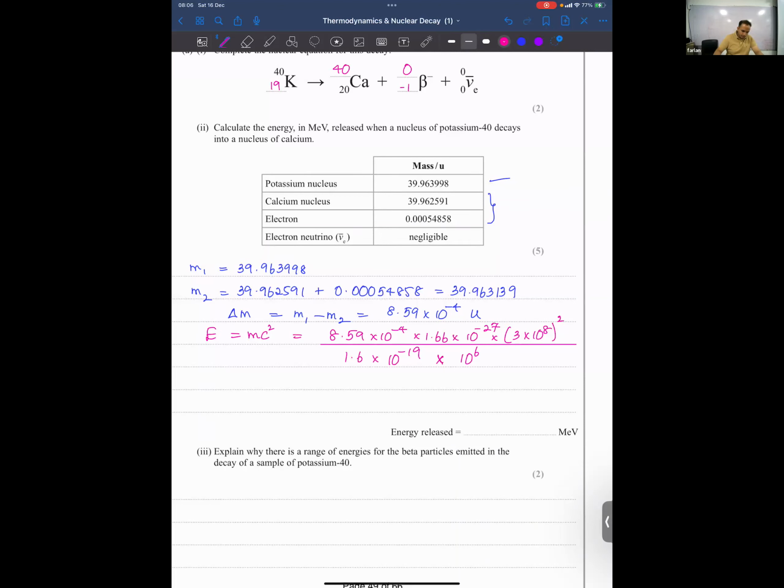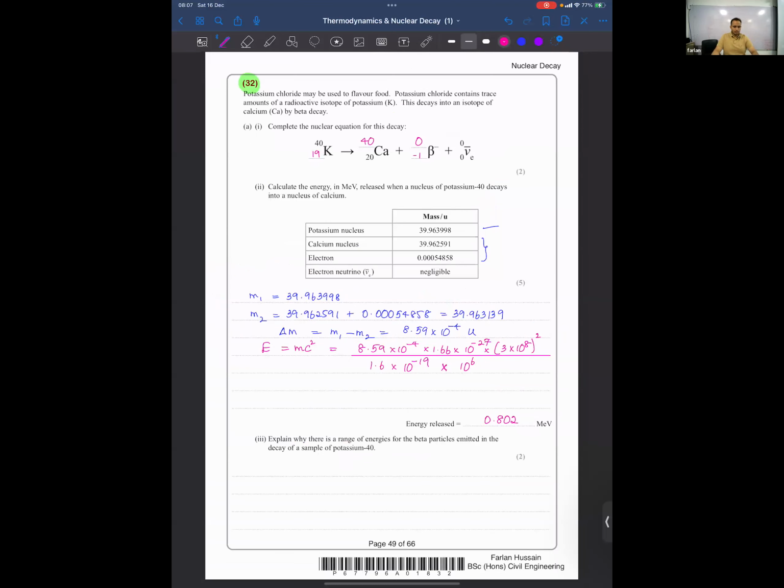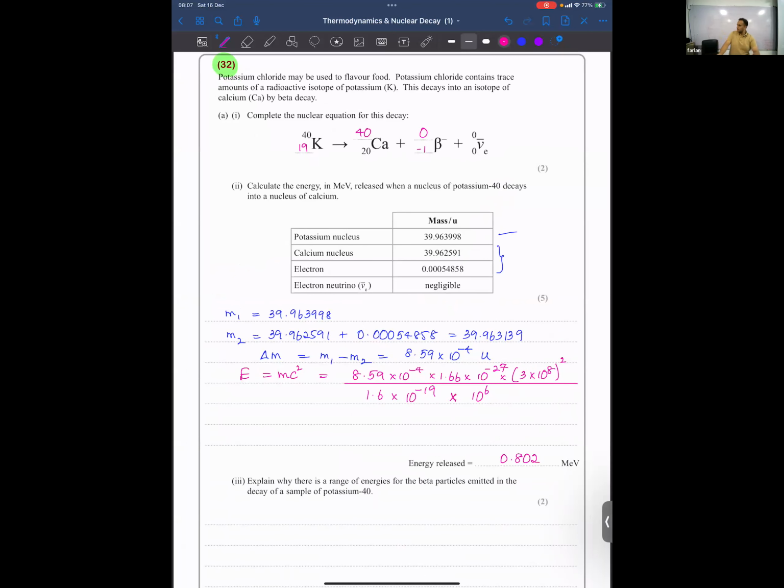Is it 0.802? Have you got this answer? Easy 5 marks. The same thing we have done so many times, and you're getting 5 marks for that. Okay.